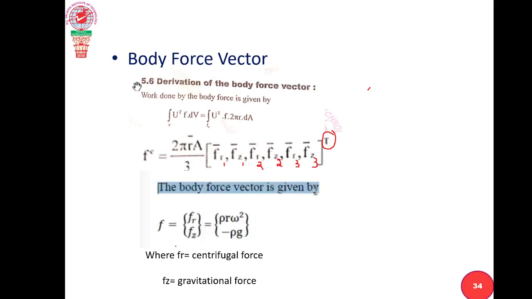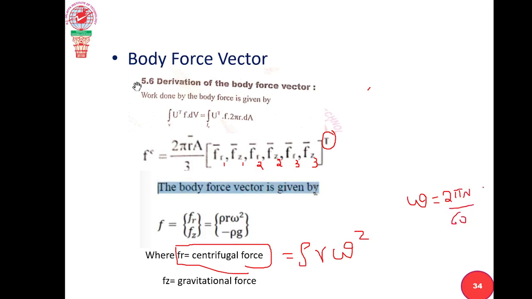Where FR is the centrifugal force, that equals rho into R into omega square. Again, omega is the angular velocity, where omega equals 2 pi N by 60. What is the unit of this? This will be in Newton. And omega is in radian per second.